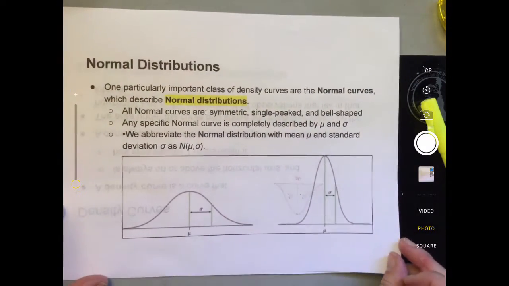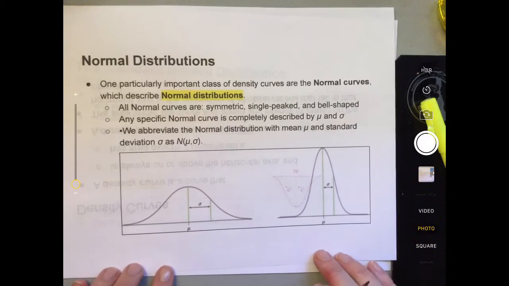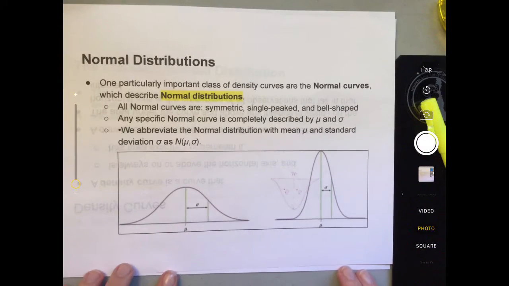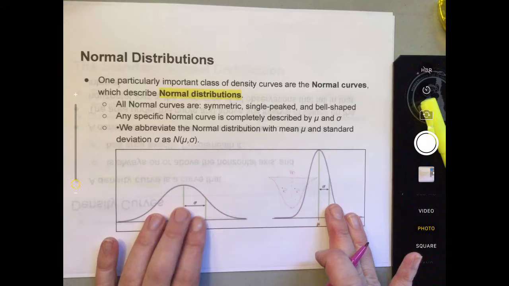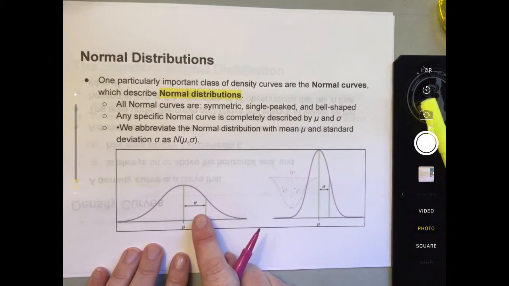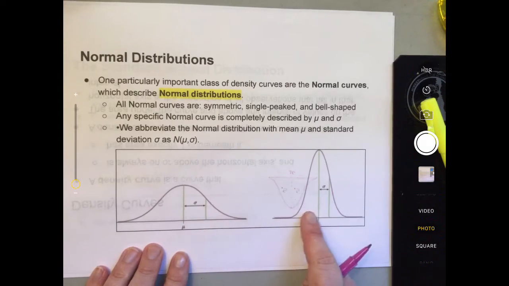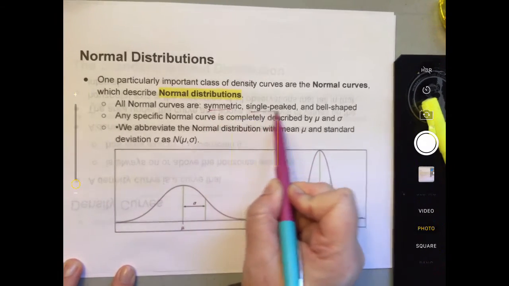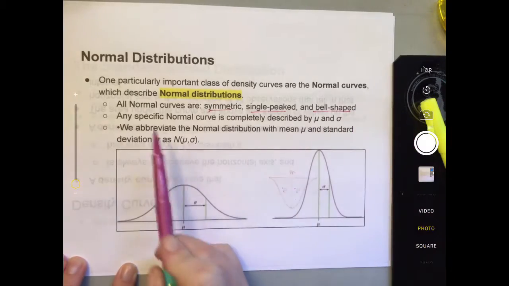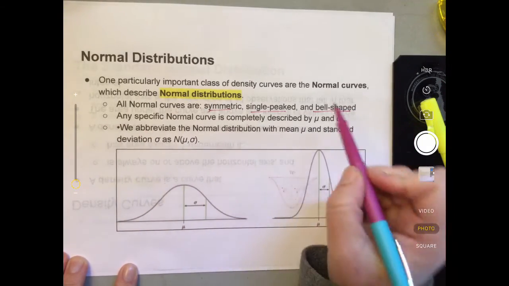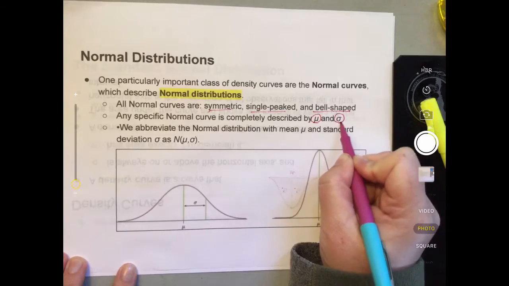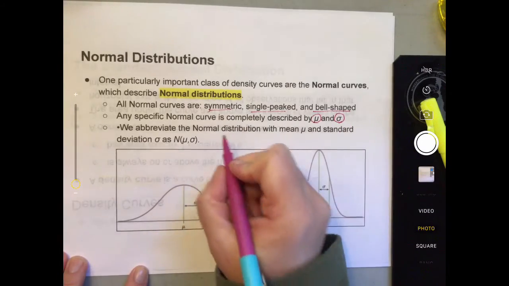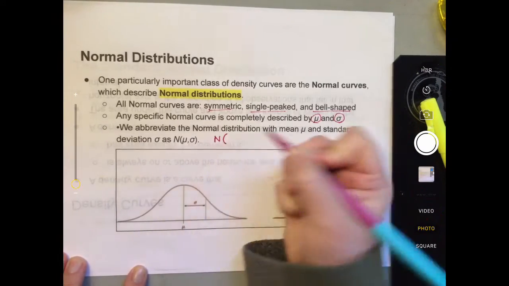And then we have normal distributions. Normal distributions are perfectly symmetrical. So these are both perfectly symmetrical. You just notice that this flatter curve has a larger standard deviation than this tighter or more narrow curve. All normal curves are symmetric, single-peaked, and bell-shaped. Any specific normal curve is completely described by mu and sigma. And the way we write this is normal, and then we always write mu first.